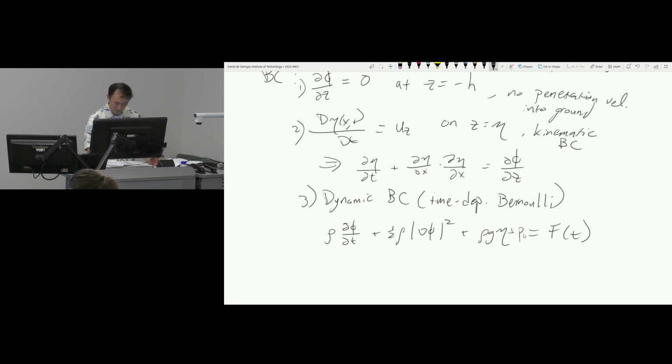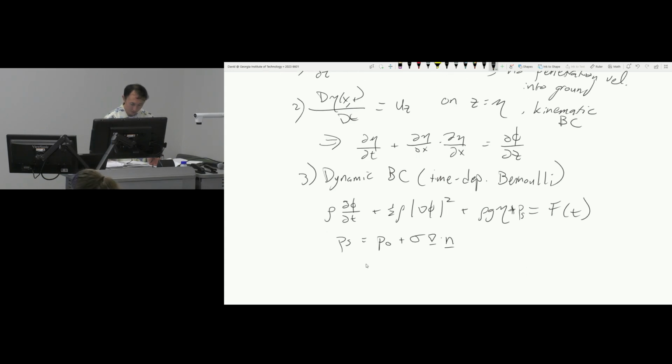Sorry, one more term here, PS, which is the pressure due to the surface tension. Where PS is equal to whatever the ambient pressure is plus the increase in pressure that you get from the curvature. And what we derived above was just the following: eta x squared to the 3/2.